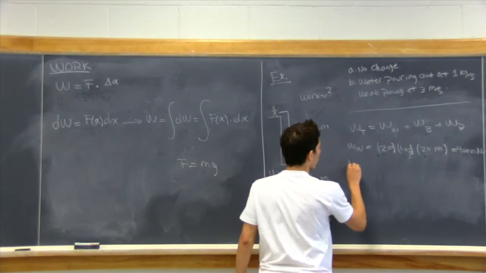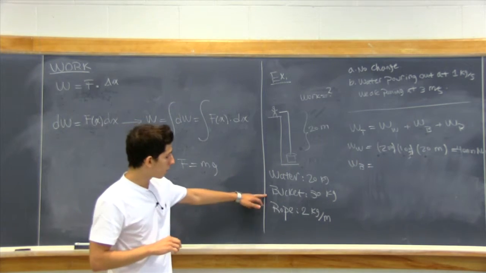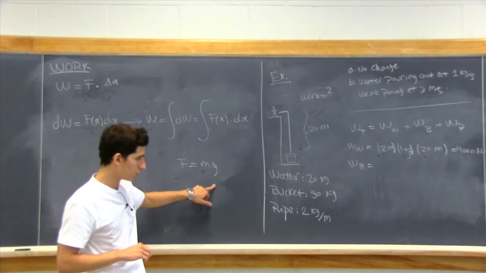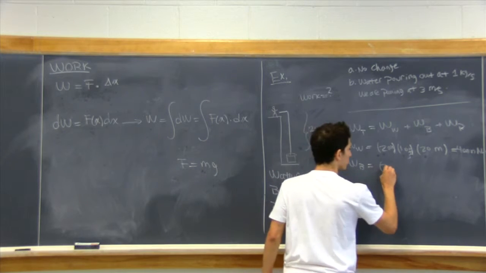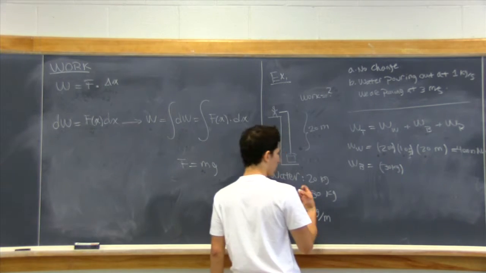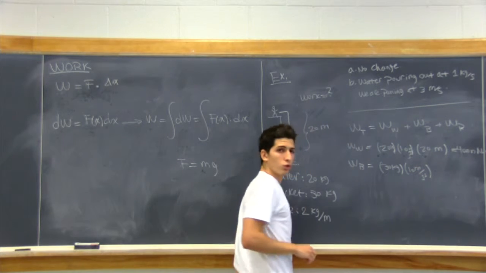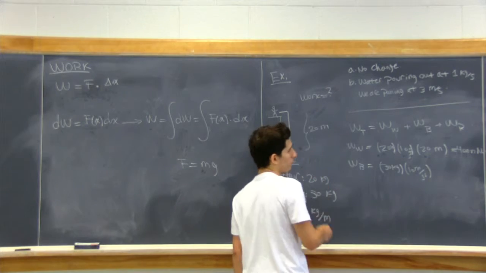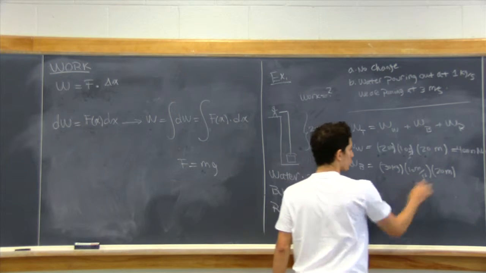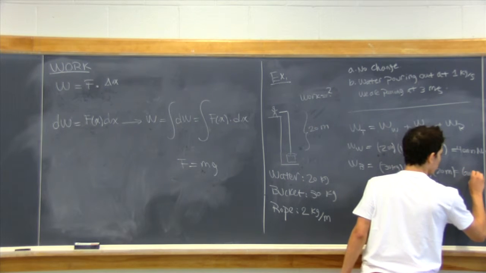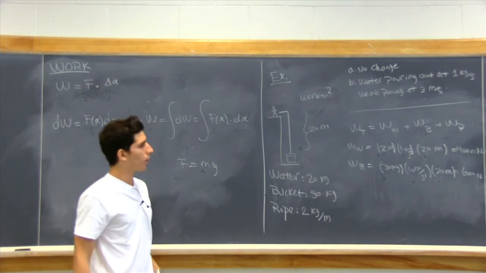So what's the work done on the bucket? Well, it's going to be very similar. The bucket, again, the mass isn't changing, g isn't changing, so it's just going to be the mass, or 30 kilograms, times g, which is 10 meters per second squared. And what is the interval? The interval is the same. It's just 20 meters. Right, so 30 times 10 times 20, or 6,000 Newton meters. Okay.